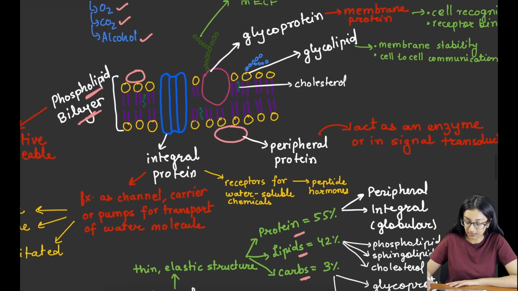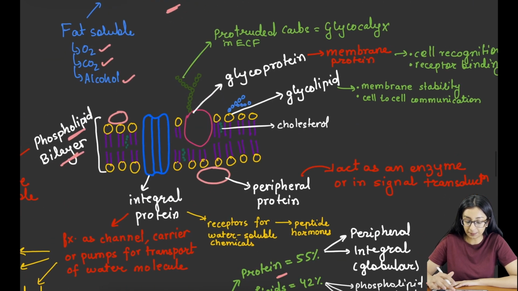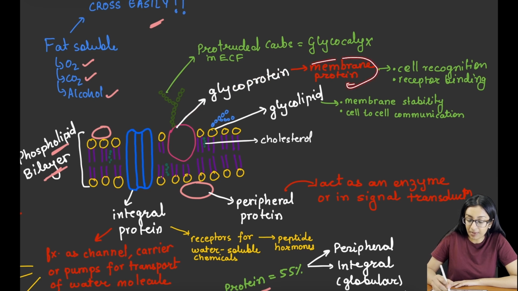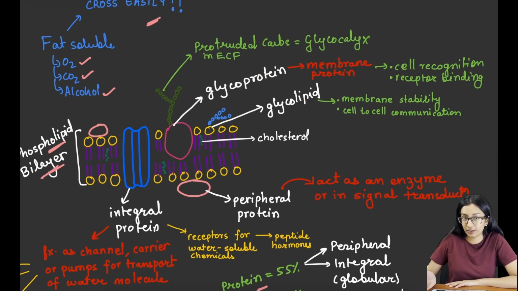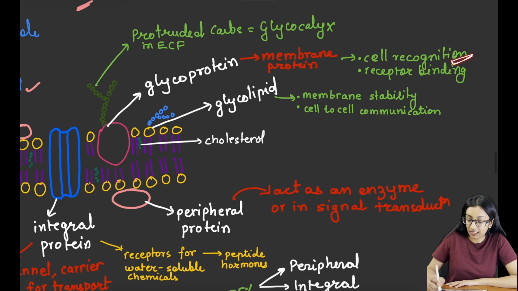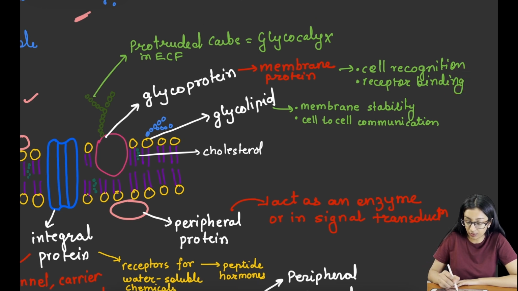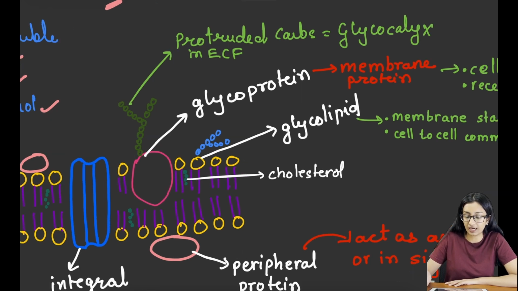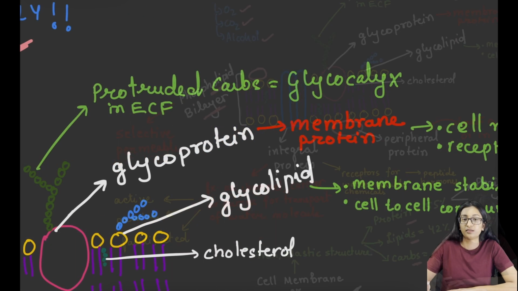We have the lipids, that is phospholipids, which I have already mentioned, and cholesterol. Now, the carbs which are attached to the protein are called the glycoprotein. They are the membrane protein. So, what do they do? They do cell recognition and bind to the receptor also. Whereas glycolipids help in stability of membrane and they help in cell to cell communication. Some of the carbohydrates protrude outside into the ECF, that is called the glycocalyx. So that's all for today.